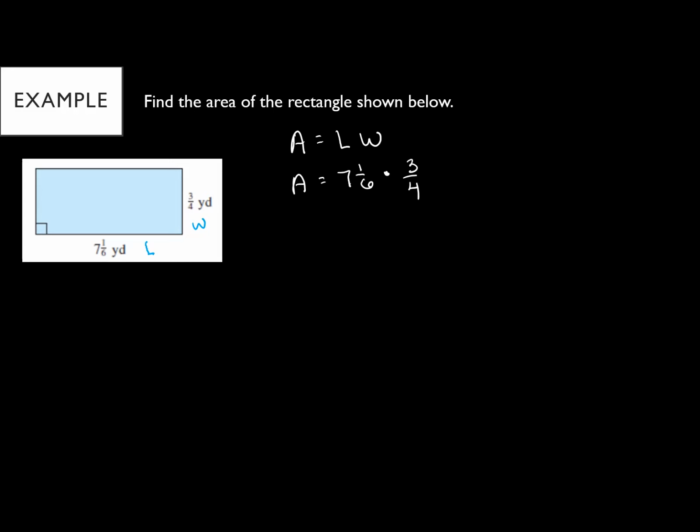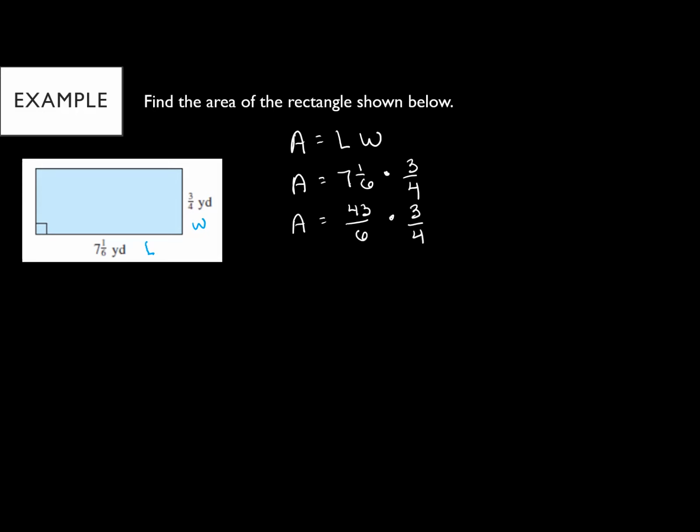You do that by taking the whole number part, multiplying it by the denominator, and then adding the numerator, and that will give you your new numerator. So we would have 7 times 6 plus 1. 7 times 6 is 42, and then you add 1, and that gives you 43. So this is 43 over 6. And we're going to multiply this by 3 over 4.